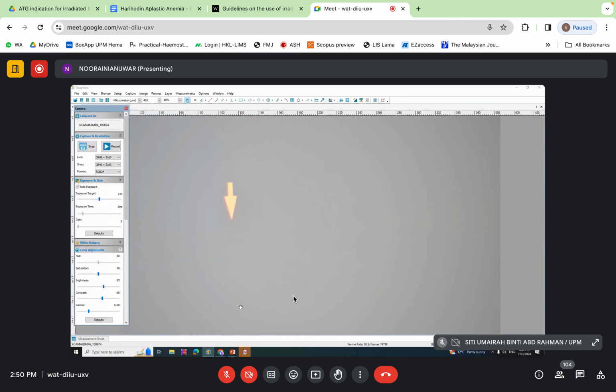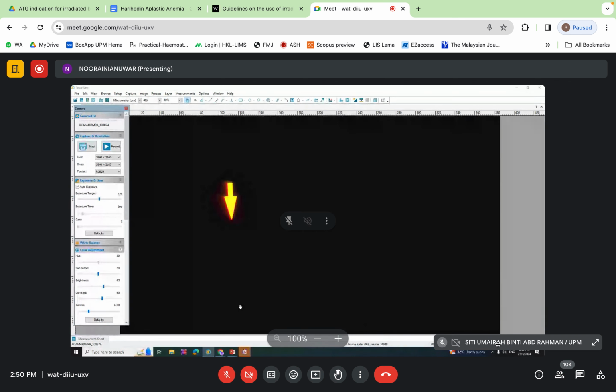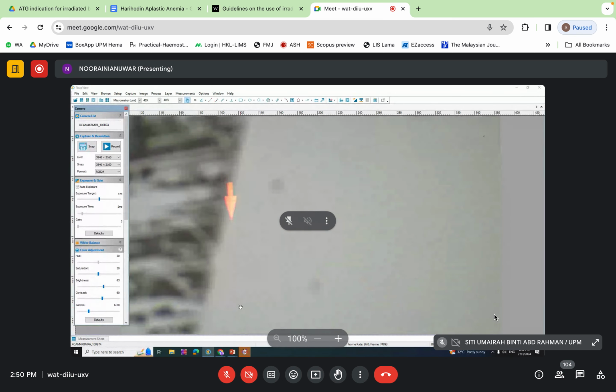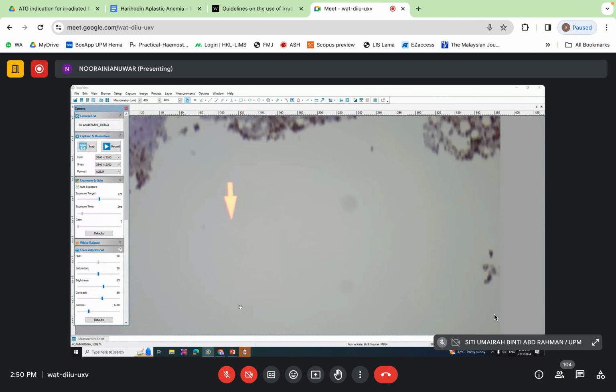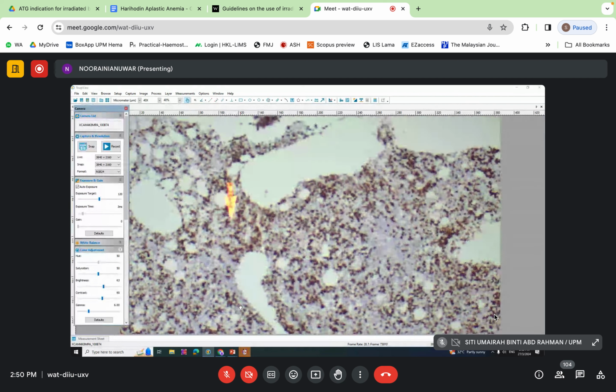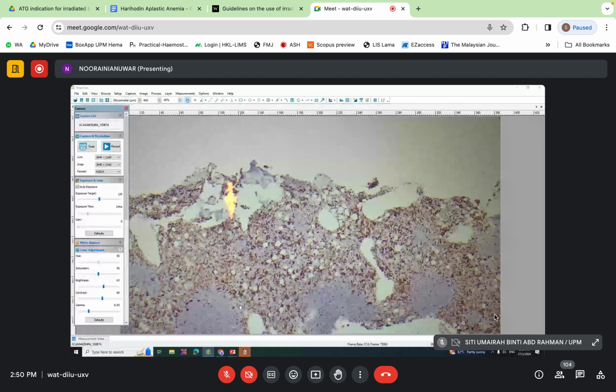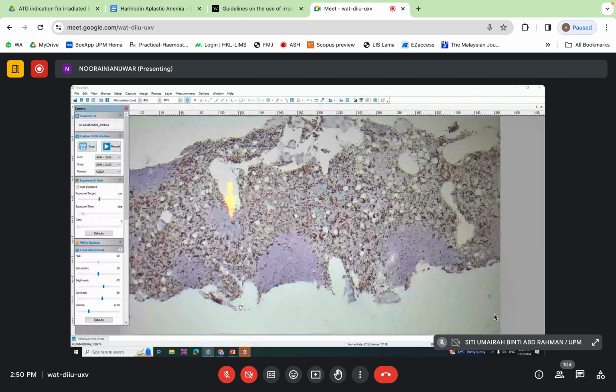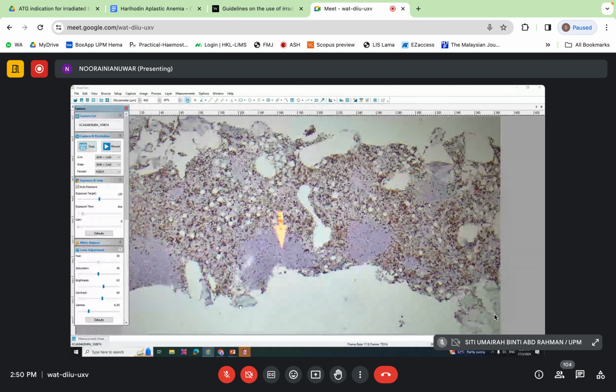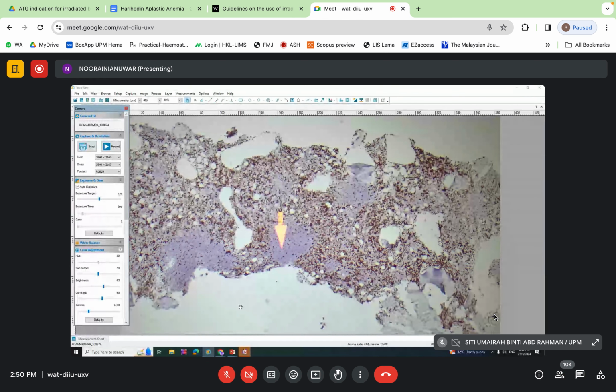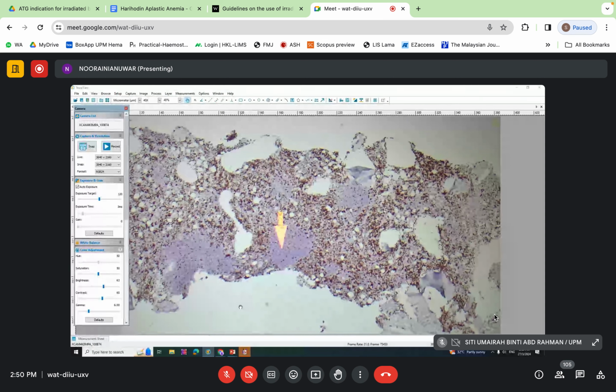Okay, and then I show the KI67. So KI67 inside the nodules here is around 5 to 10%. Not very proliferative. The other immune cells are more proliferative. So it shows that this is a low-grade lymphoma.